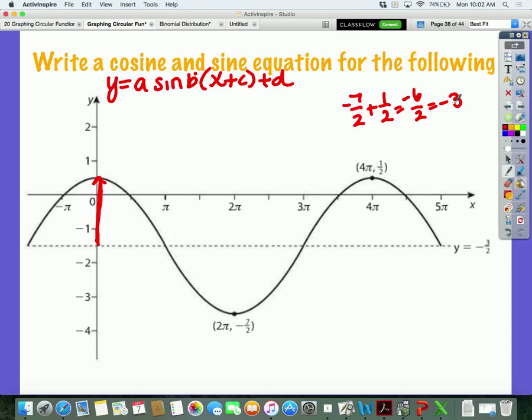Now, whether or not A is going to be negative or positive depends on what type of function we're writing. We'll start with sine first, since I already have that up there. So for right now, we know for sure that A is 3. We'll come back to figure out if it's going to be positive or negative.